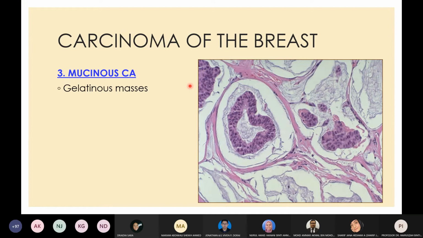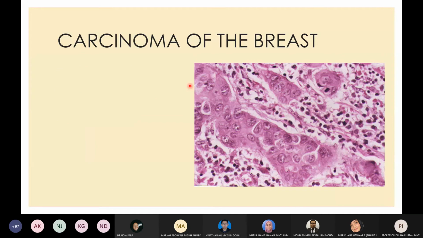You cut the tissue, it is very difficult to process because of a lot of mucus. They're very gelatinous, sticky, very messy to process. So the cells are there, malignant, but they float around in abundant mucinous material. The good thing about this cancer is this type has a good prognosis.